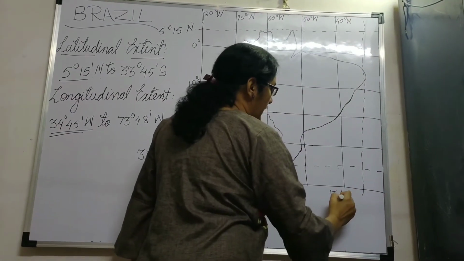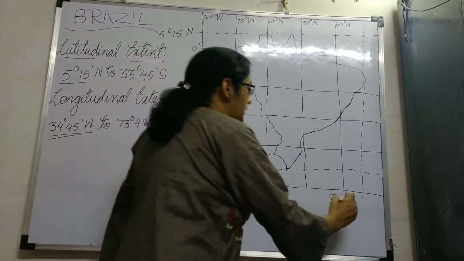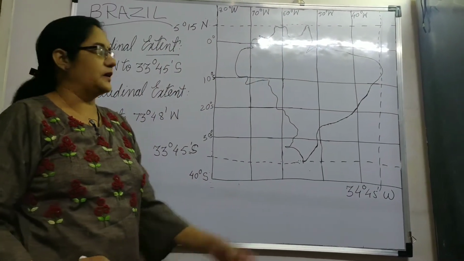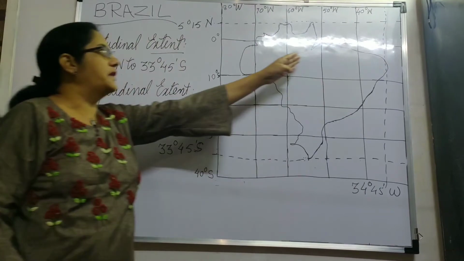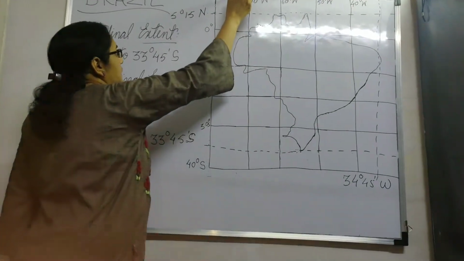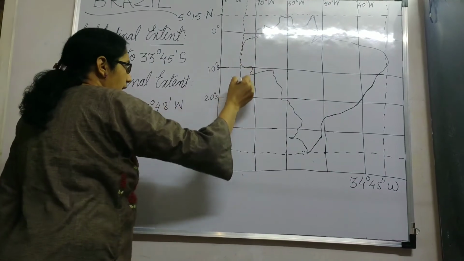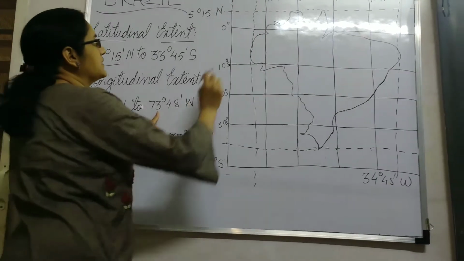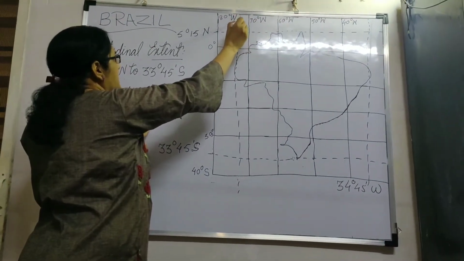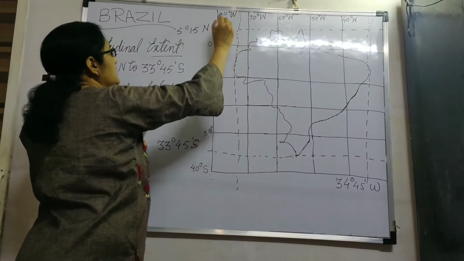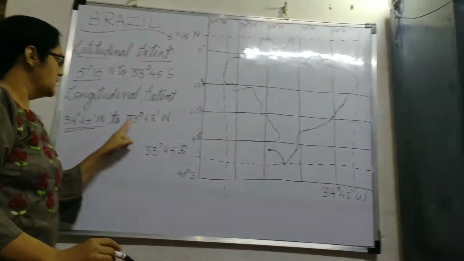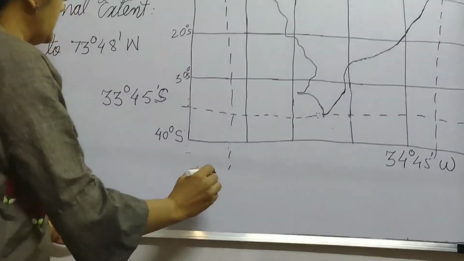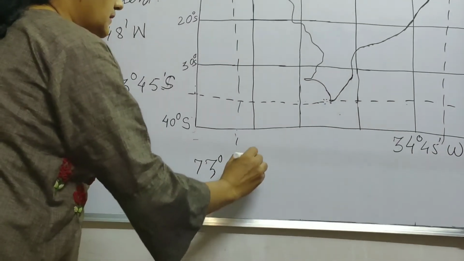So here I can write down 34 degrees 45 minutes, in which hemisphere? Western hemisphere. Now from here it begins, until where is it extended? Again to find out, take the last location and plot a dotted line. So here you come to know that it extends till 73 degrees. See, it is beyond 70, but very little, and it is before the 80 degree west. So here I can write 73 degree 48 minutes west.